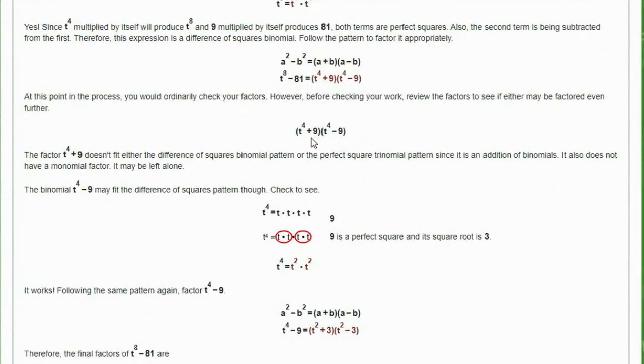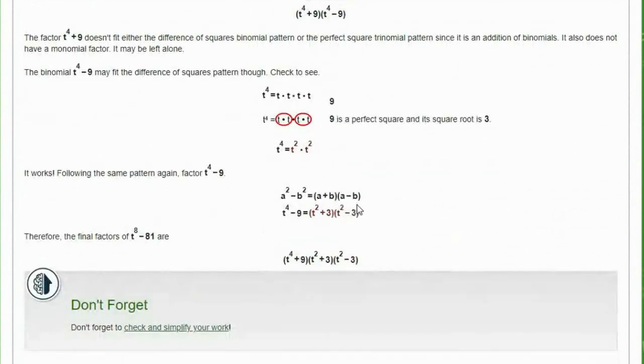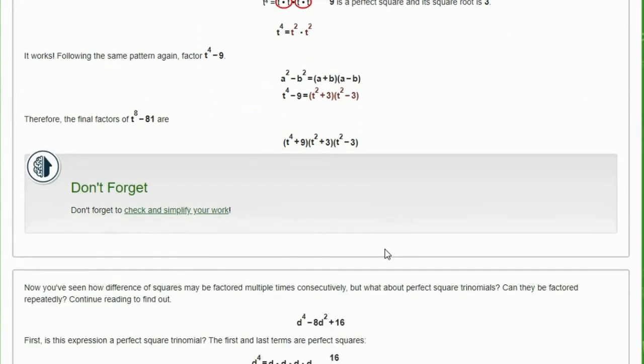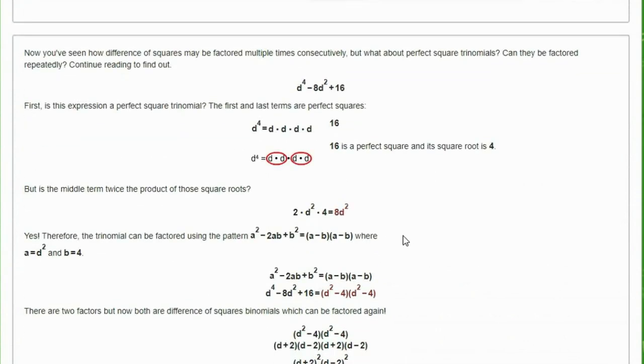I don't think they took it any further than that themselves. See, they did t to the 4th plus 9, t to the 4th minus 9. And then so there's what it factored down: t to the 4th plus 9, t squared plus 3, and t squared minus 3. That's it. That's the factors.